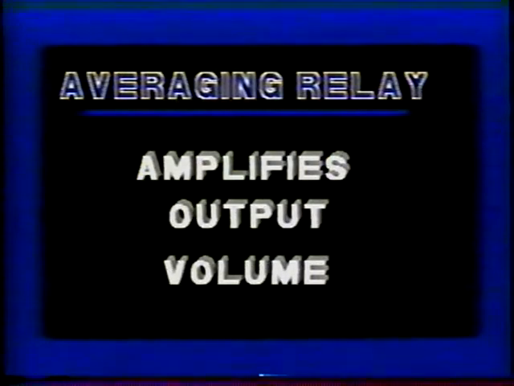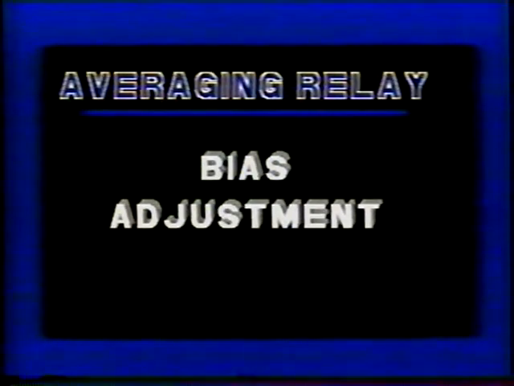The averaging relay is used in the pneumatic control system where an average output of 2 input signals is needed. An averaging relay amplifies the volume of the air available at its branch line output. A bias adjustment is provided to allow the output to be advanced or retarded up to 10 psig from the true average output.